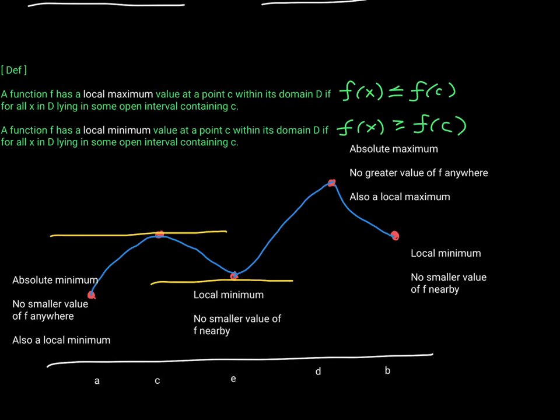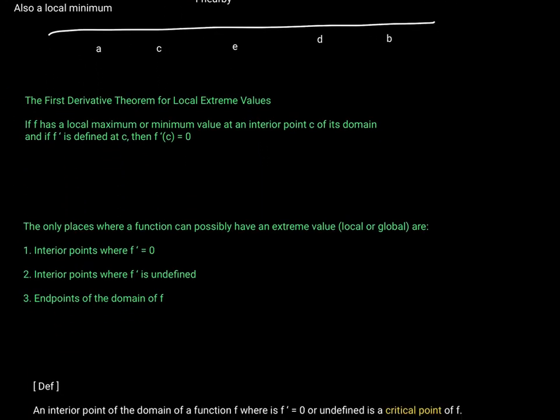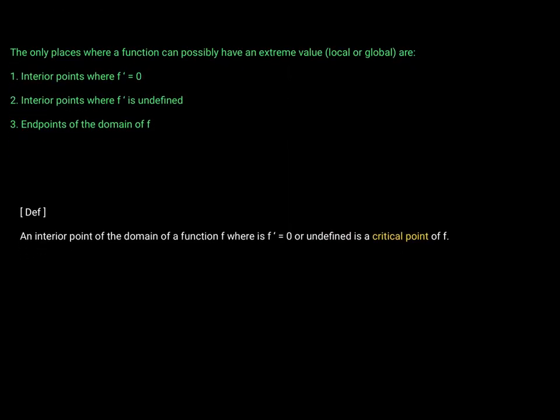So that's why we're saying that the only places where a function can possibly, and that word possibly is important, we're not saying for sure there's an extreme value here, but it's possible to have an extreme value at these three locations: where the derivative is 0, that's the horizontal tangent line; the interior points where f prime is undefined, like at a cusp or a corner or something like that; or at the endpoints of your domain.